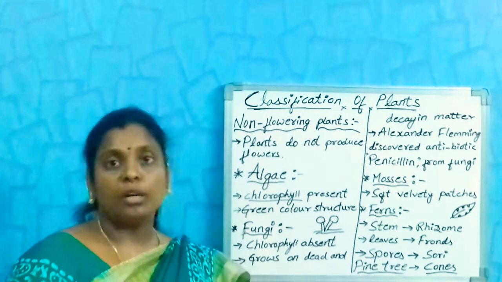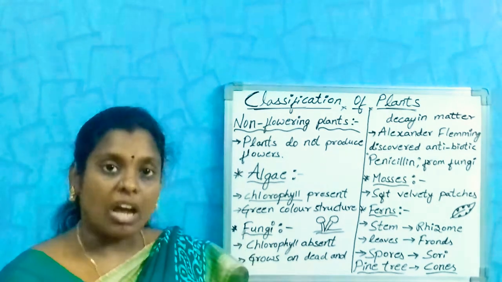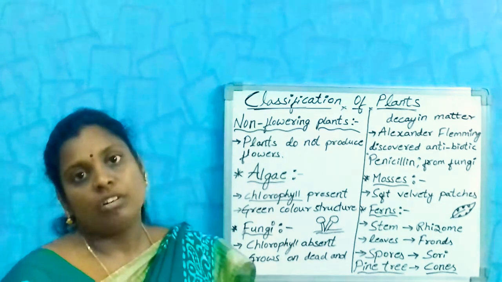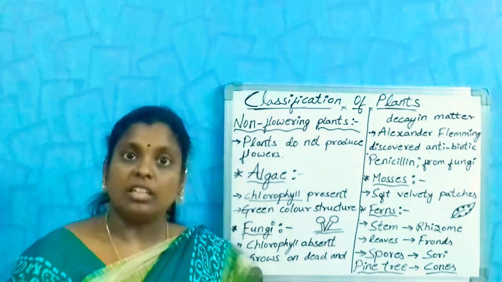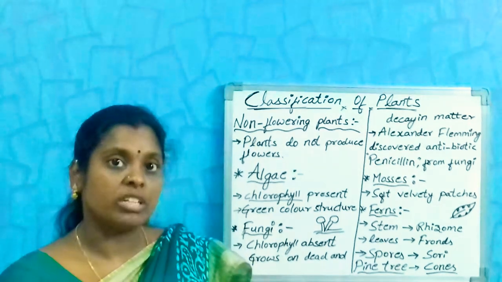Not only on the bread, but on spoiled curries too. If you leave the curries for 2 days, you can see white thread-like structures over the curry. That is nothing but fungi. Why is it growing over the food materials?